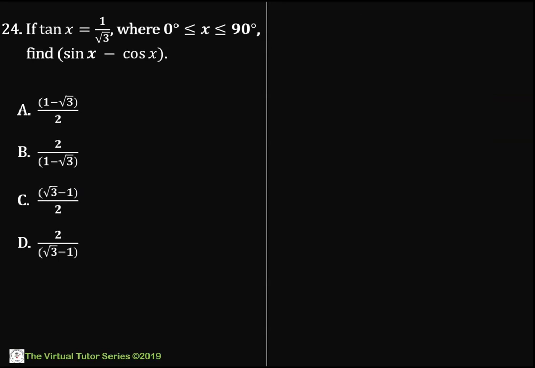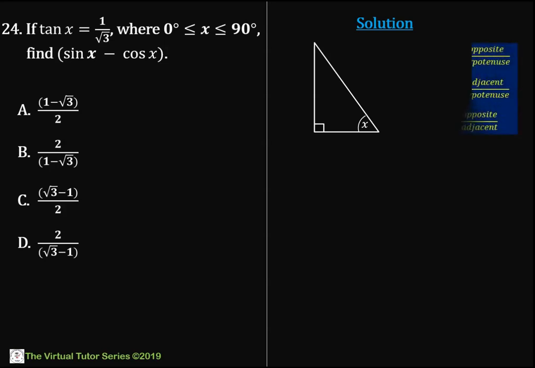Question 24. If tan x is equal to 1 over root 3, where x lies between 0 degrees and 90 degrees inclusive, find sin x minus cos x. Solution. Let's sketch our right-angled triangle with one of the angles being x. We also have here our ratios, sine, cosine, and tangent.